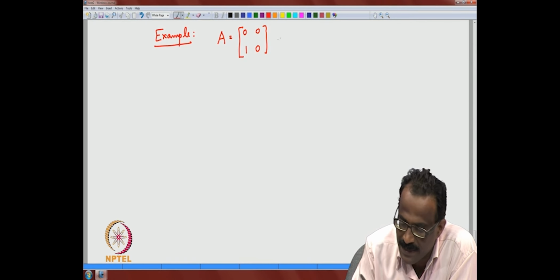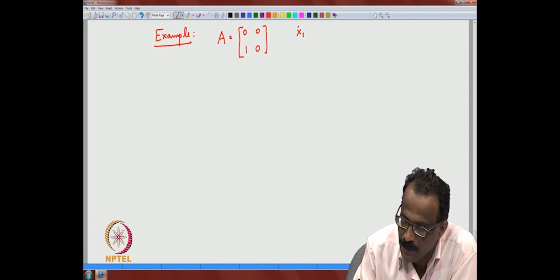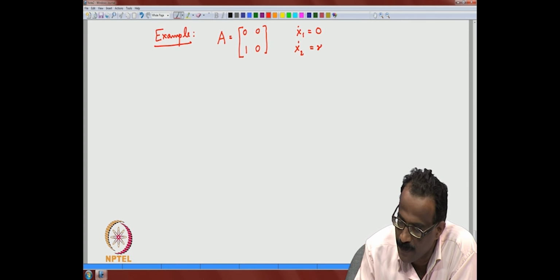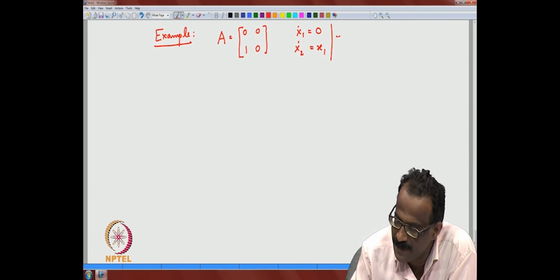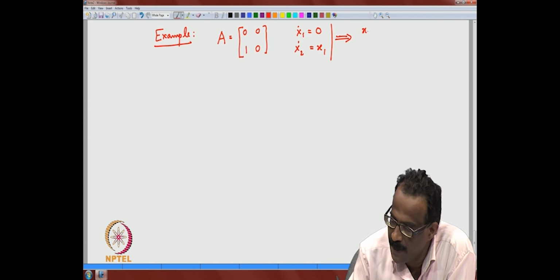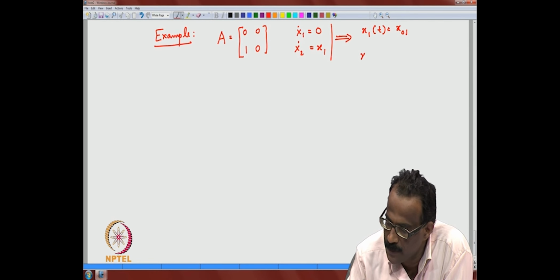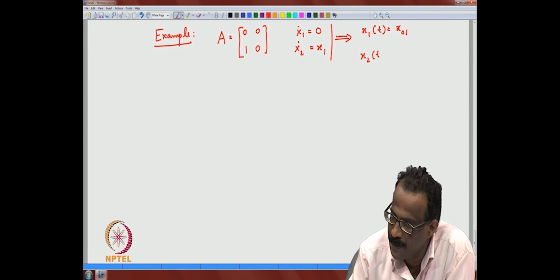So, what is the system corresponding to that? x1 dot is equal to 0, x2 dot is equal to x1. That implies immediately x1(t) is equal to a constant, that is nothing but x01, and your x2(t) is equal to x01 t plus x02.